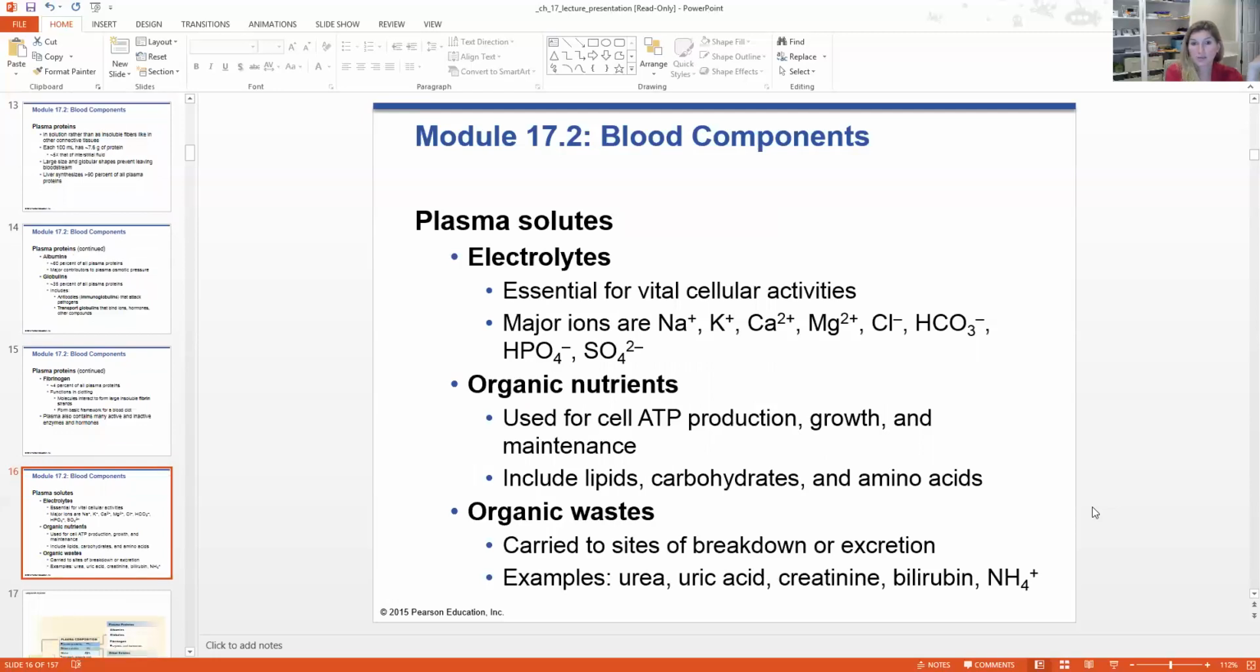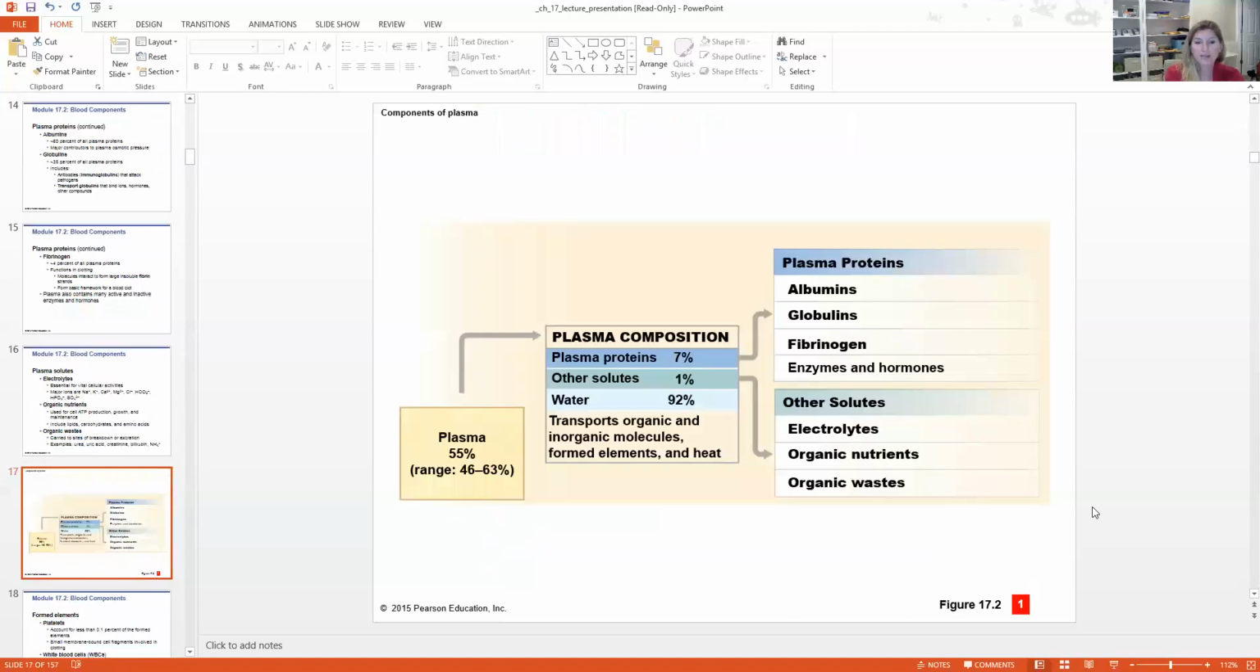The solutes, as I mentioned, electrolytes, I rattled off a few of these before, specifically sodium, potassium, chloride, magnesium, calcium, bicarbonate, phosphate, sulfate, all dissolved ions in the blood. You also have organic nutrients, things like ATP, lipids, carbs, amino acids, and then organic waste products, things like urea, uric acid, creatinine, bilirubin, and ammonia, all products that need to be excreted either in the feces or in the urine. So this is the breakdown of the plasma and its components.